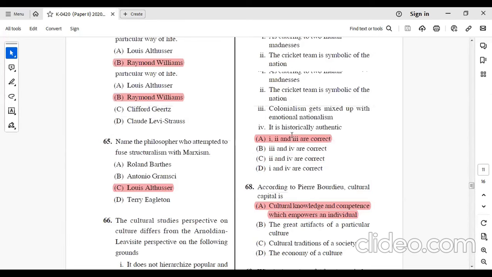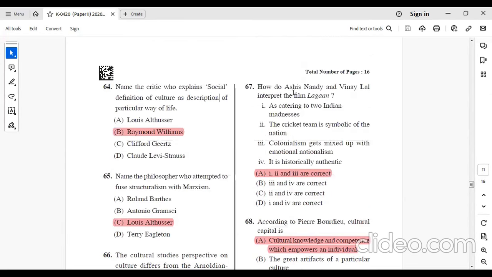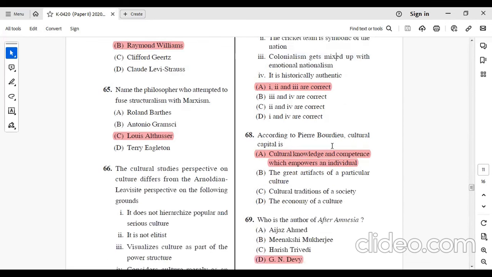Question number 67. How do Ashis Nandy and Vinay Lal interpret the film Lagaan? So, as a catering of two Indian madnesses, the cricket team is symbolic of the nation. Colonialism gets mixed up with emotional nationalism, according to them.